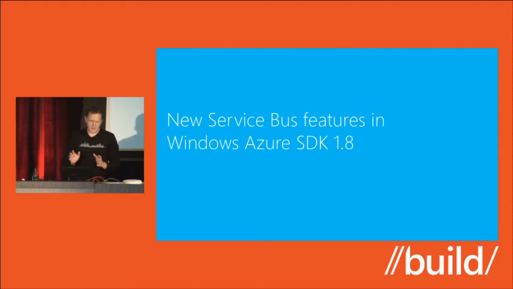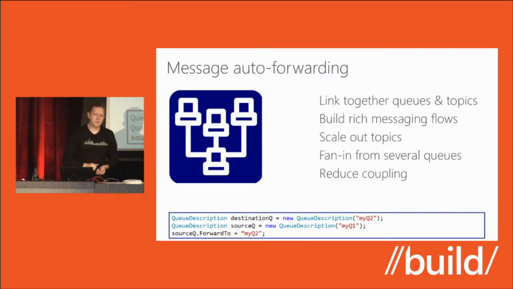There's a whole lot of capabilities that we've added as part of Windows Azure SDK 1.8. There's the tooling experience you just saw, but there's also a whole lot of API enhancements and features that we've added to Service Bus. I'm just going to talk through a couple of those. There's too much to cover in this session, and at the end of this presentation there are some links to more information, but I'll call out a couple of those capabilities now. We have this notion of message auto forwarding. What this allows you to do is to wire together entities, wire together queues and topics.